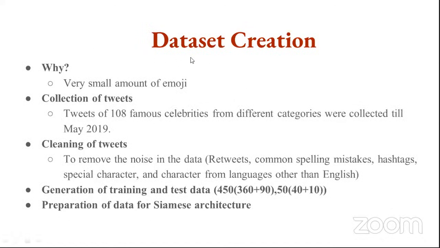So we collected a dataset, because there is no existing dataset where emoji is also present. Most datasets are based only on text, but our dataset is based on both text and emoji. We collected tweets of 108 famous celebrities from different categories till May 2019. Then we cleaned the tweets to remove noise in the data, like retweets, common spelling mistakes, hashtags, special characters, and characters from languages other than English. Then we generated the training and testing data, with 450 for training and 50 for testing. Then we prepared the dataset for the Siamese architecture.